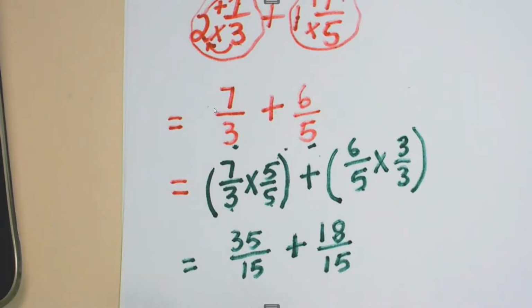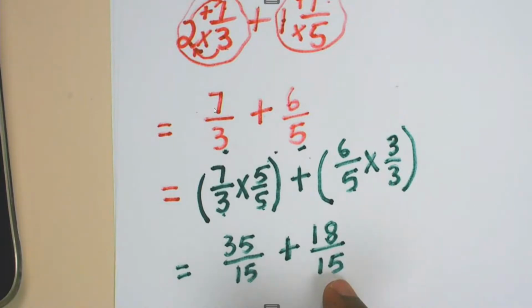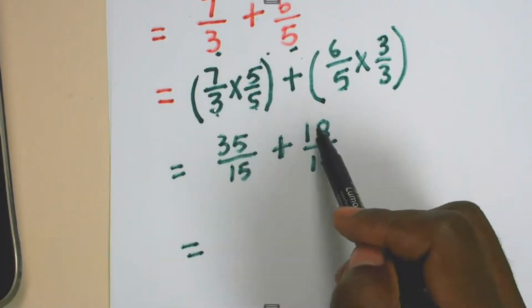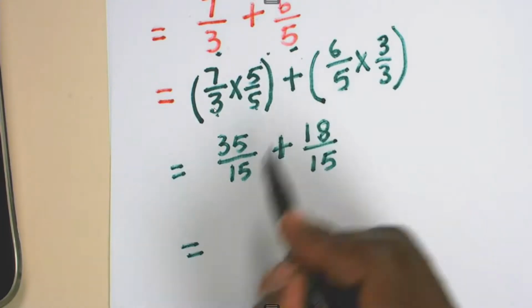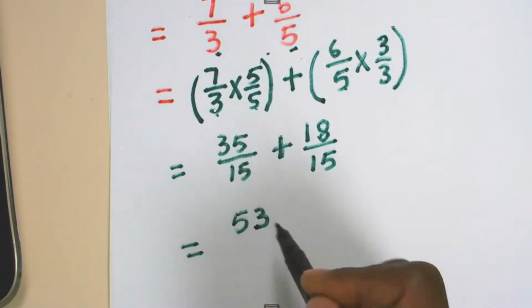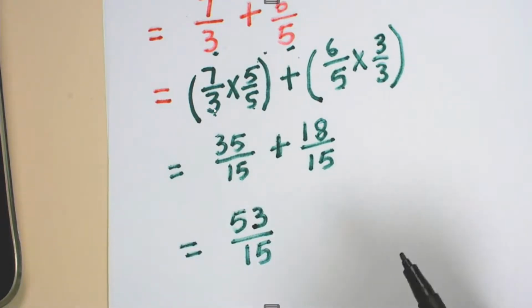Voila, now we can see something common. Our denominators are the same, meaning that now we can add the numerators. Now let us add the numerators. 35 plus 18 equals 53, all out of 15. Remember, guys, we cannot add denominators.